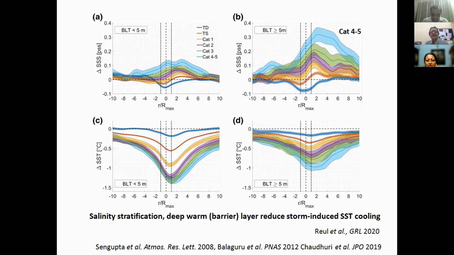All right. And this is from a combination of Argo floats and satellite data. And remember, this is a mean picture. So in individual cases, you can have much larger changes in salinity and temperature, or much smaller changes in temperature as well. This is for all those 900 storms in 10 years that Rule and others looked at.